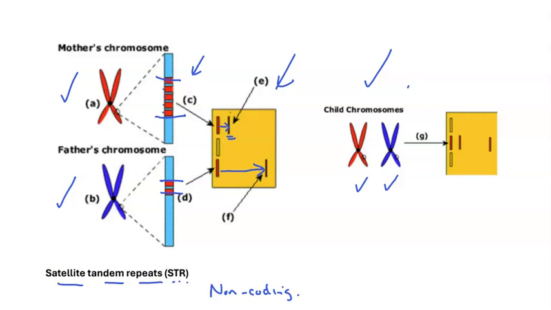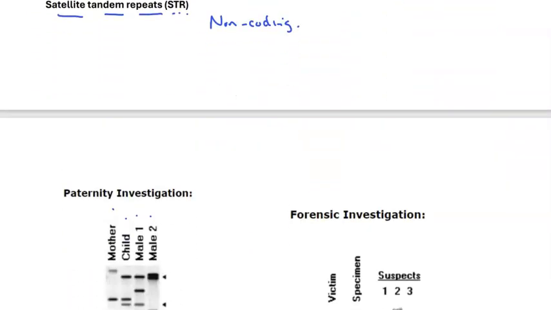So if we chop out the STR from here and from here, put the samples into the well, when turning on the electrical field, we will find that we have the mother's STR and the father's STR, showing that the child's parents are this one here and this one here. Let's look at the application in more detail.